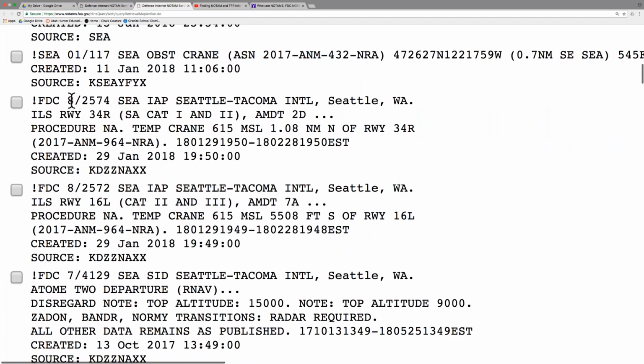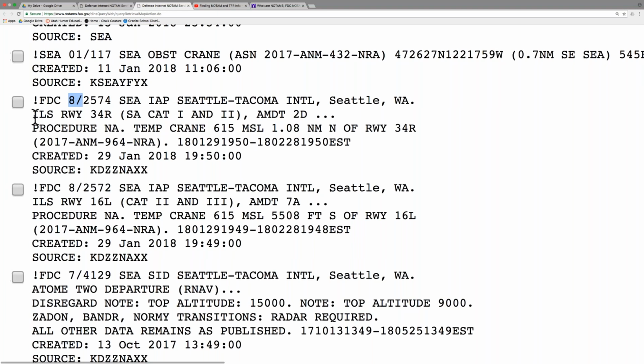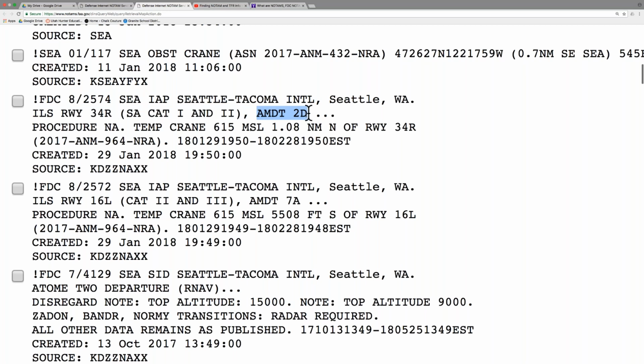Look at this, the 2,574th NOTAM of August. Seattle Instrument Approach Procedure for Seattle-Tacoma International Airport, Seattle, Washington. ILS runway 34 right, Cat 1 and Cat 2, Amendment 2D. Procedure not available. And the reason why that procedure is not available is there's a crane in the way. So that's an example of an obstruction changing our flight plan.